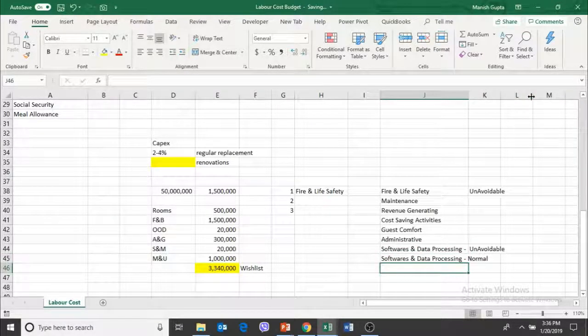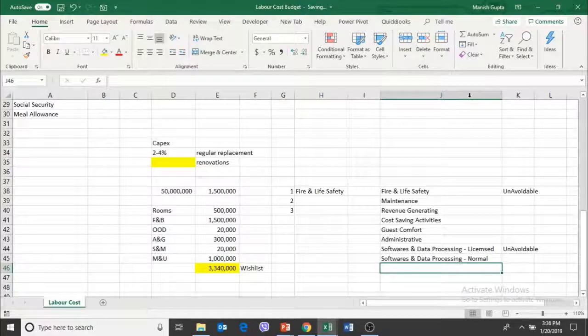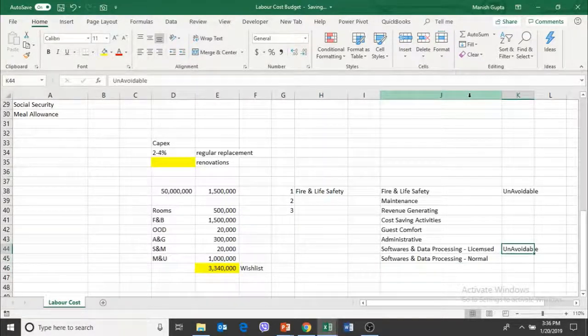So the licensed ones are unavoidable because you have no choice. If those go off, the support goes off, so your security is under threat. Again, it comes under safety. So these are unavoidable, and the rest of them are avoidable. So the unavoidable ones get the priority because you cannot avoid those kinds of expenses.